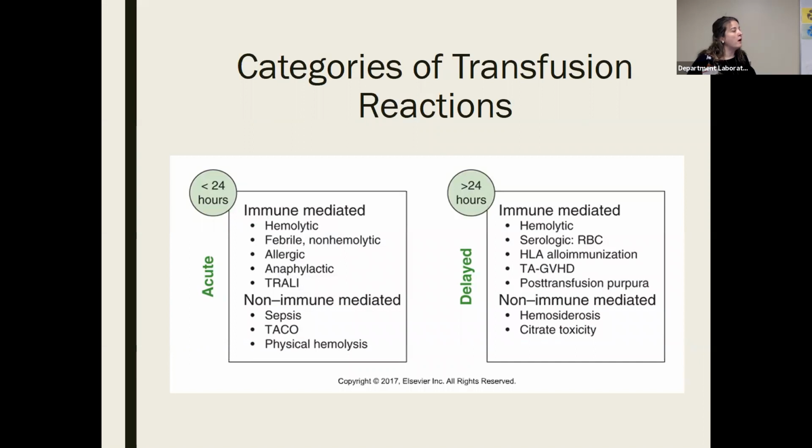Okay, so your transfusion reactions can be divided into two types of categories. Is it acute, meaning that it happened instantly, all right? Or is it delayed, right? And so AABB kind of divides this acute versus delayed based on, did it happen within 24 hours of that transfusion, right? That's an acute reaction. Did it occur greater than 24 hours after that transfusion? That's more of a delayed, okay?